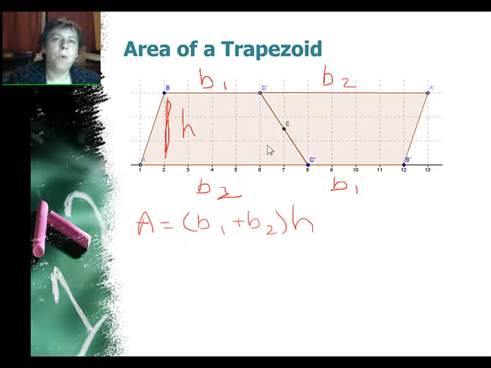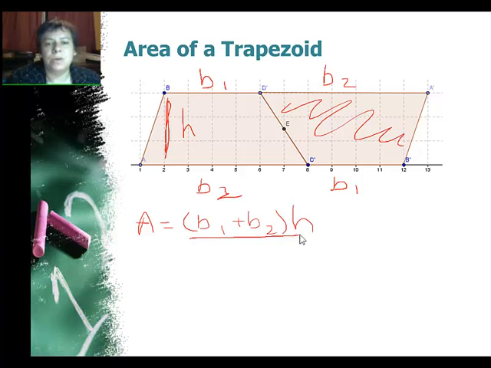But I really don't want the area, the whole shaded area. I just want about half of the area. I want one of the trapezoids. So what I'm going to do is divide this by 2. And that gives you the formula.